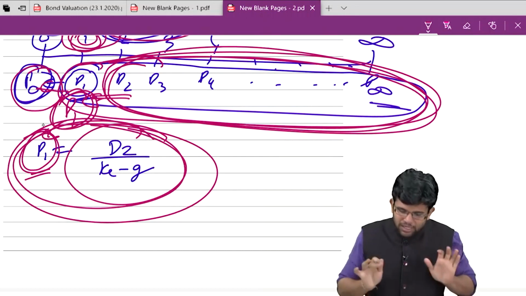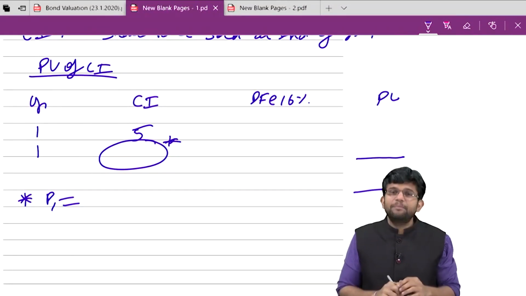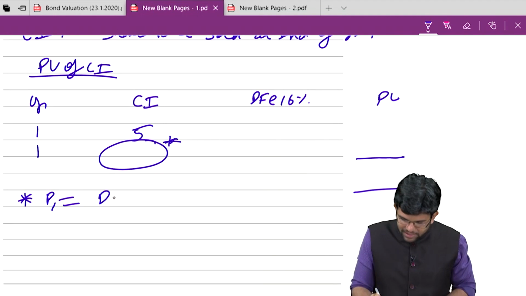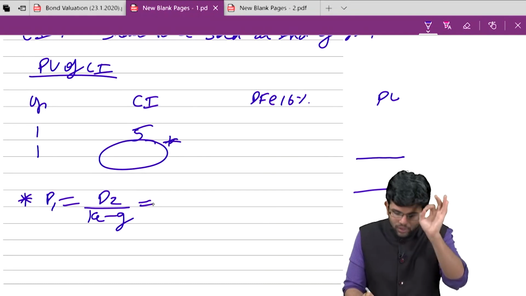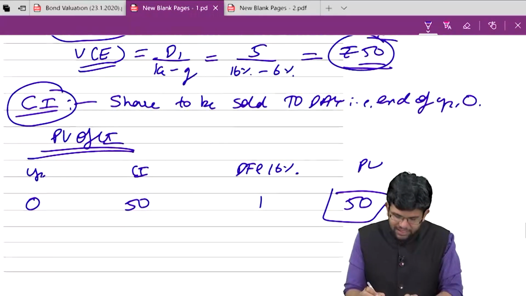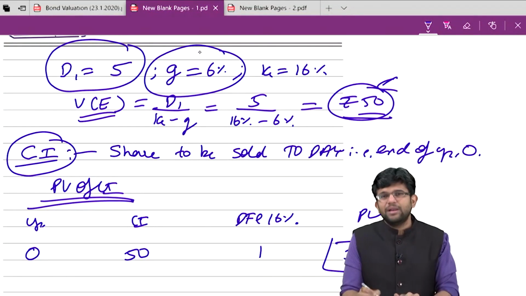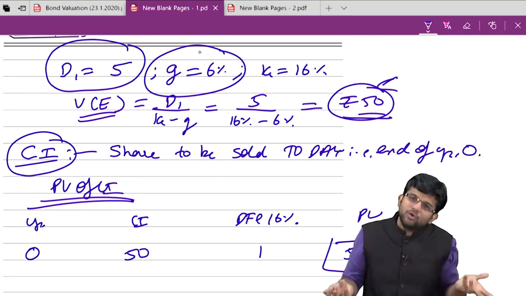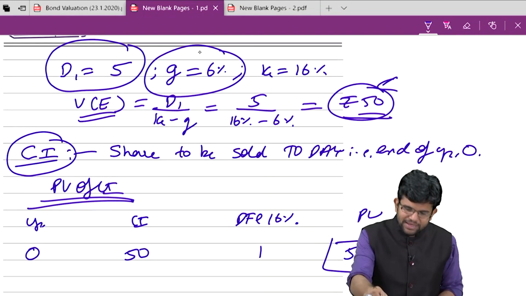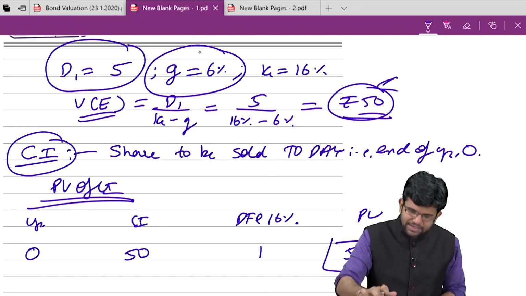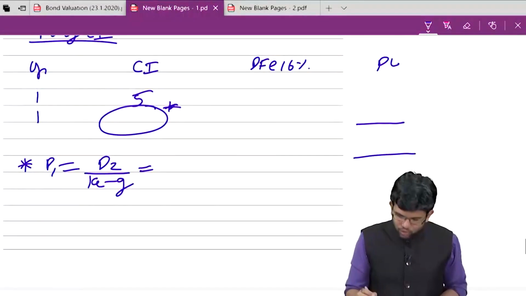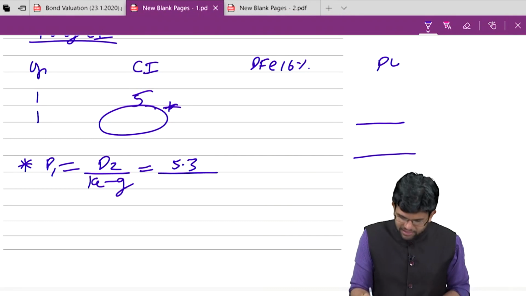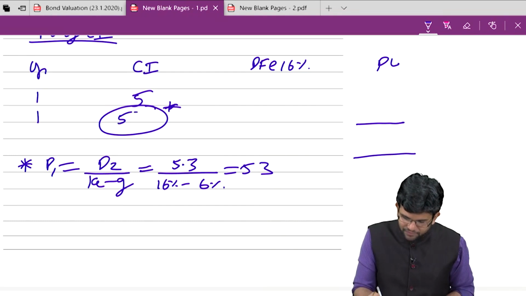Everybody clear with this? So students, coming back, tell me, I need P1, right? What is the formula of P1? D2 upon Ke minus G. Now children, how do I find D2? They have given to us D1, right? D1 is available, G is available. Add the G to the D1, you will find D2. So can I say that 5 plus 6% is 5.3. So students, D2 therefore is 5.3 divided by Ke minus G will give me 53. I will write 53 here.